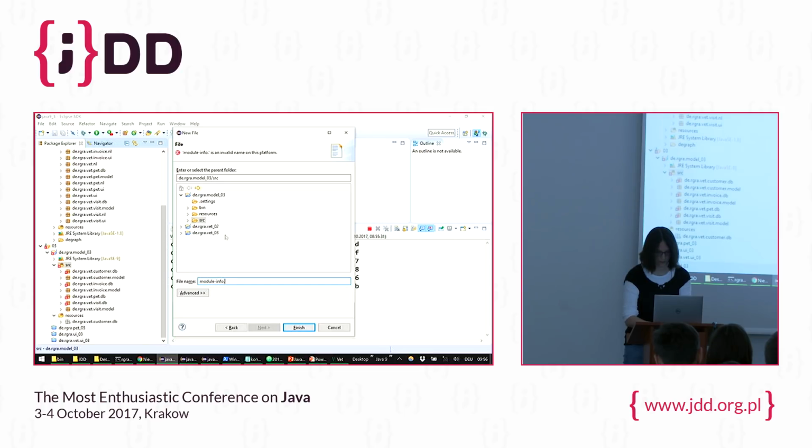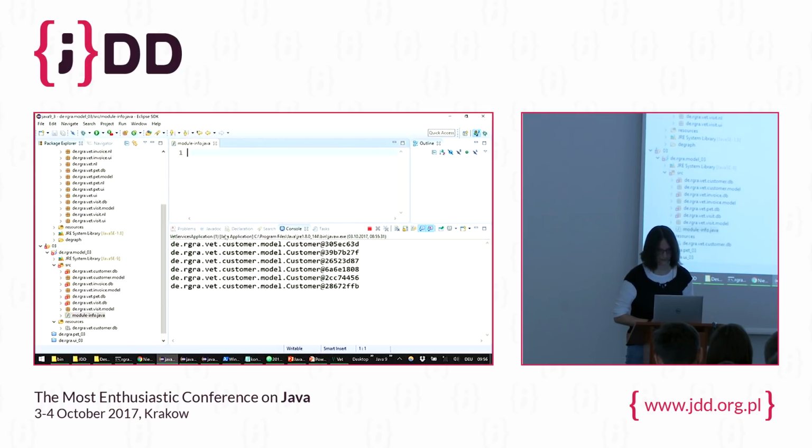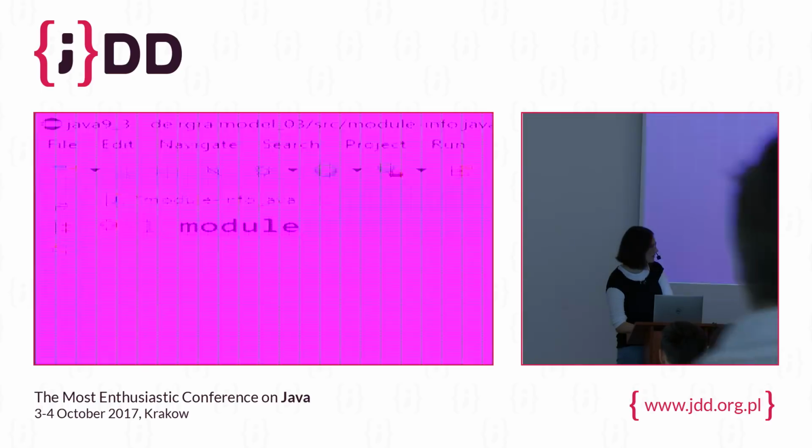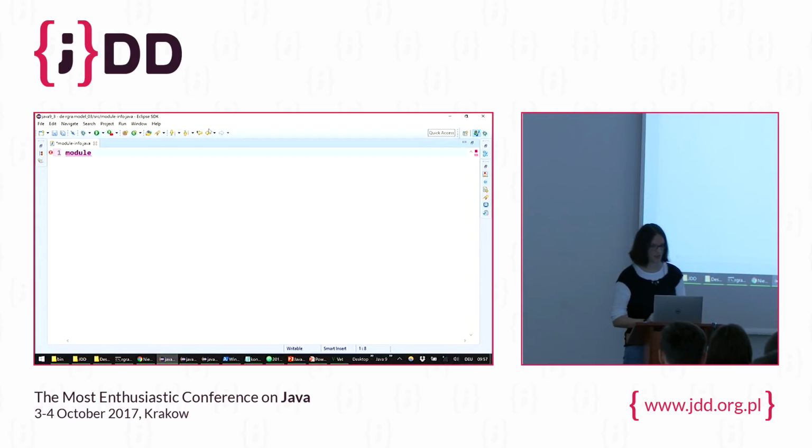Module info.java. So we type in the module keyword, and then we give it the same name as the project name. So they have to be the same, the folder name and the module name.